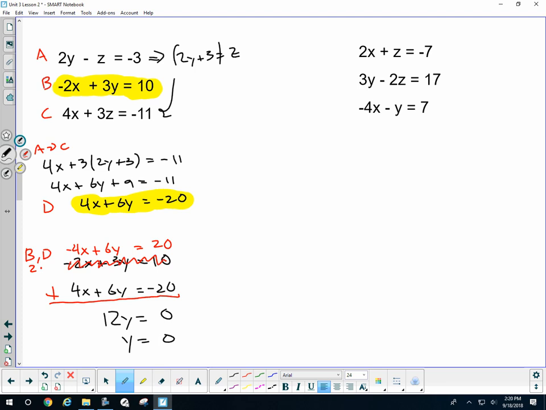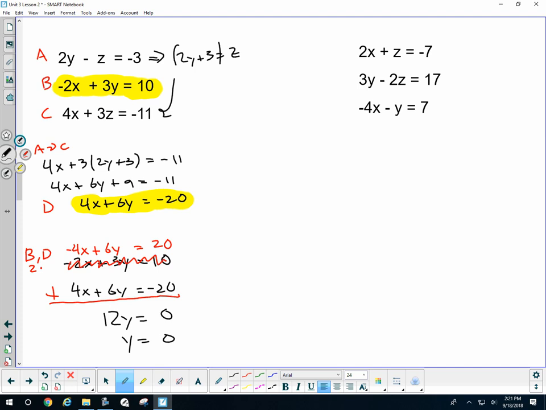Okay, check your XYZ triple with your neighbor's XYZ triple. Why did I get negative 11? I don't know. So where are we? We have y is equal to 0. 4x plus 0 is negative 11. Is that y? Oh. That's z. Right? So we've got to be careful.